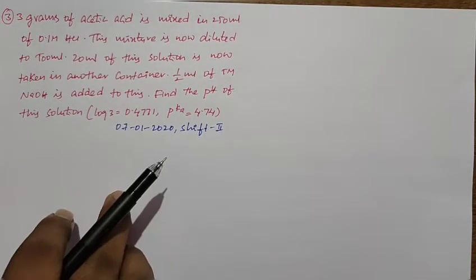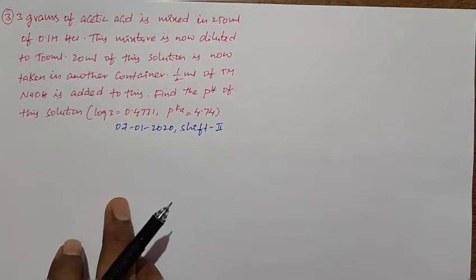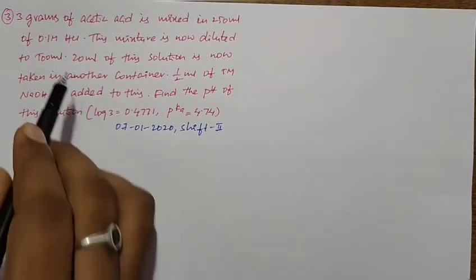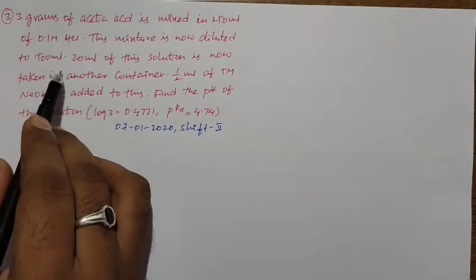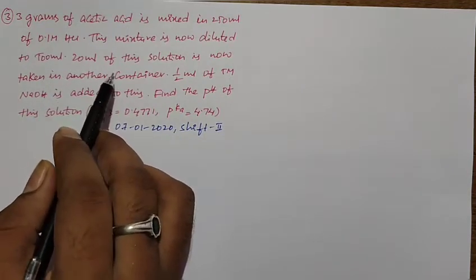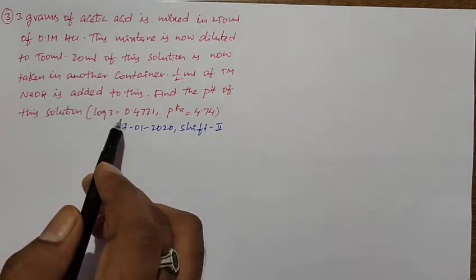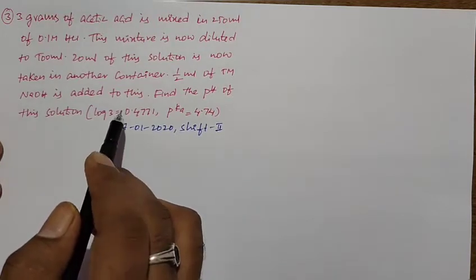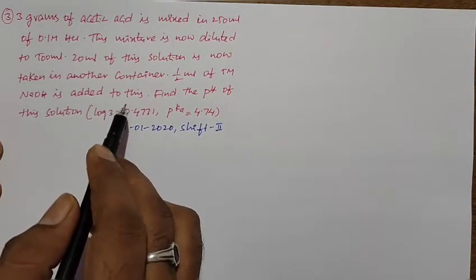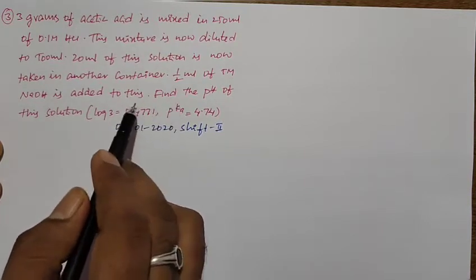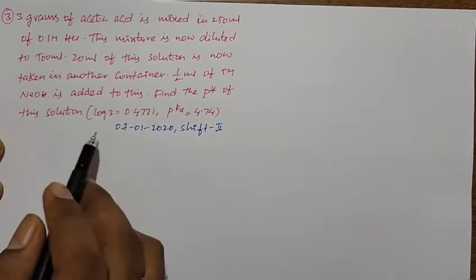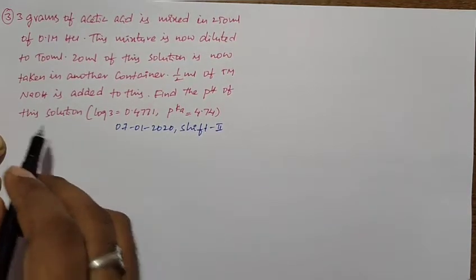So in this solution we have several steps, totally 4 steps. First we need to find the number of millimoles of acetic acid and HCl. Then again we need to find the number of millimoles of acetic acid and HCl in the 500 ml solution. After that we need to find the pH of the given solution. After mixing acetic acid and HCl, when you add the NaOH, we get the buffer solution.